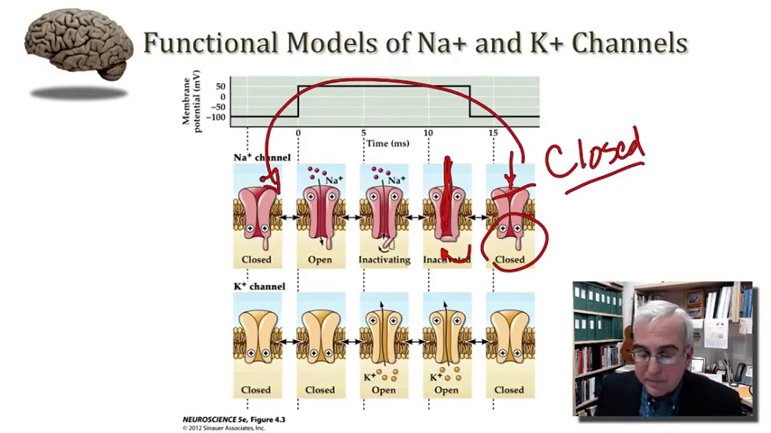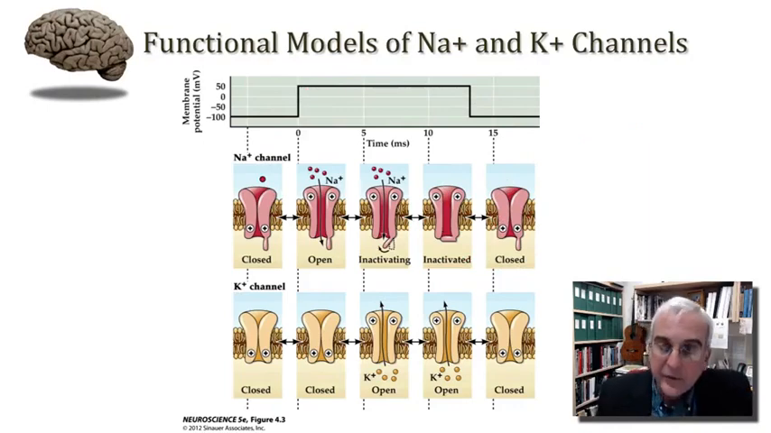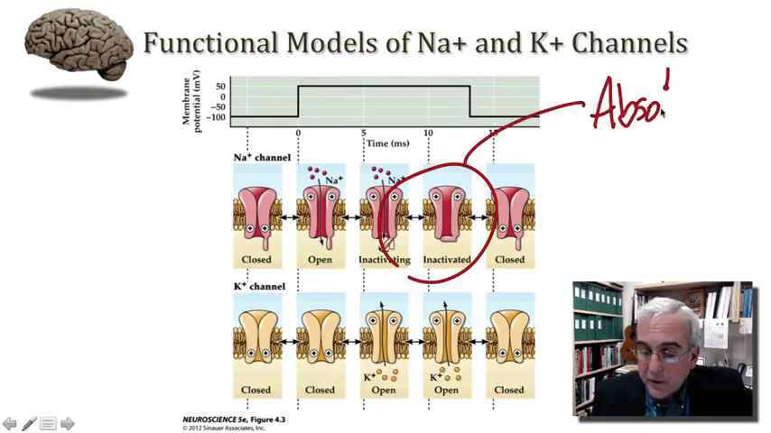That is, it's possible for this channel to re-enter a cycle that will allow for channel opening and the influx of sodium. So the absolute refractory period of the action potential is defined in terms of the molecular structure of the ion channel itself. When these channels are inactive, they are incapable of passing current. That inactivation is only relieved with hyperpolarization. So this inactivated state is when we have our absolute refractory period.